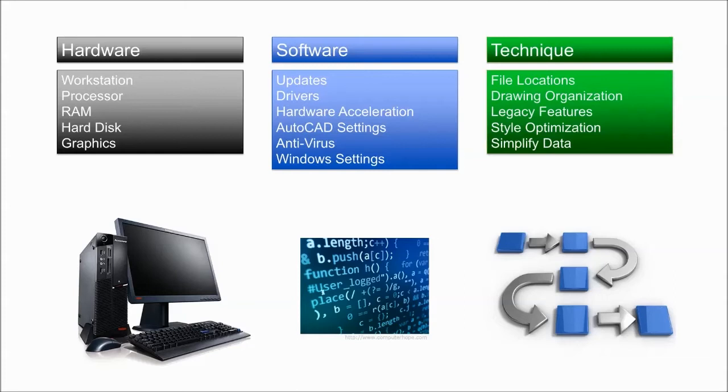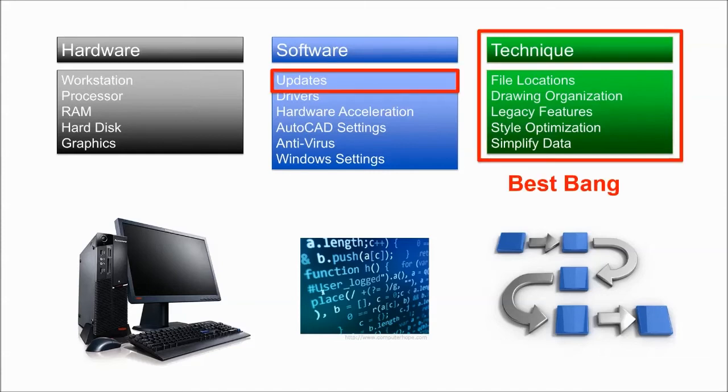Software: updates, service packs, display drivers, hardware acceleration, settings to do with AutoCAD, what antivirus you are using, and even Windows settings. All of these affect your Civil 3D Performance. Finally, technique. Where do you store your files? How do you organize your DWGs? Are you using old features that may be redundant now? Are you using optimized Civil 3D styles? And are you simplifying your data?